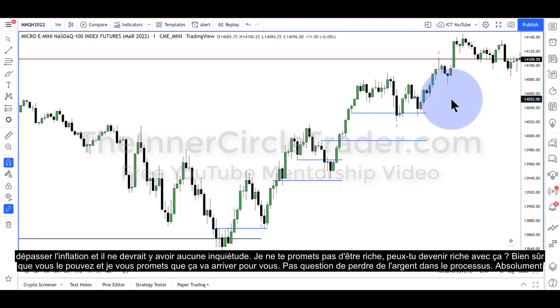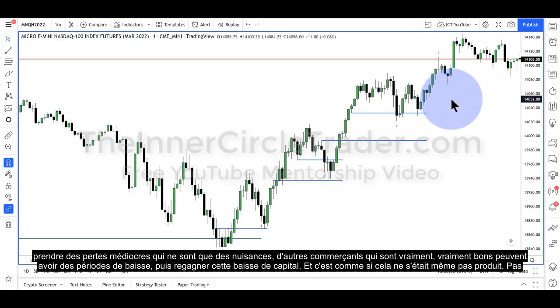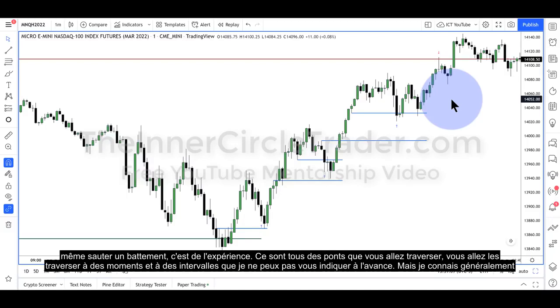Will you lose money in the process? Absolutely. I'm guaranteeing you're going to lose money. Every trading system, discipline, educator, everybody loses in trading. They take losses. Some take stunning losses. Others just take mediocre losses that are just nuisance. Other traders that are really, really good can have periods of drawdown and then regain that equity drawdown back. And it's like it didn't even happen. Not even skip a beat. That's experience.